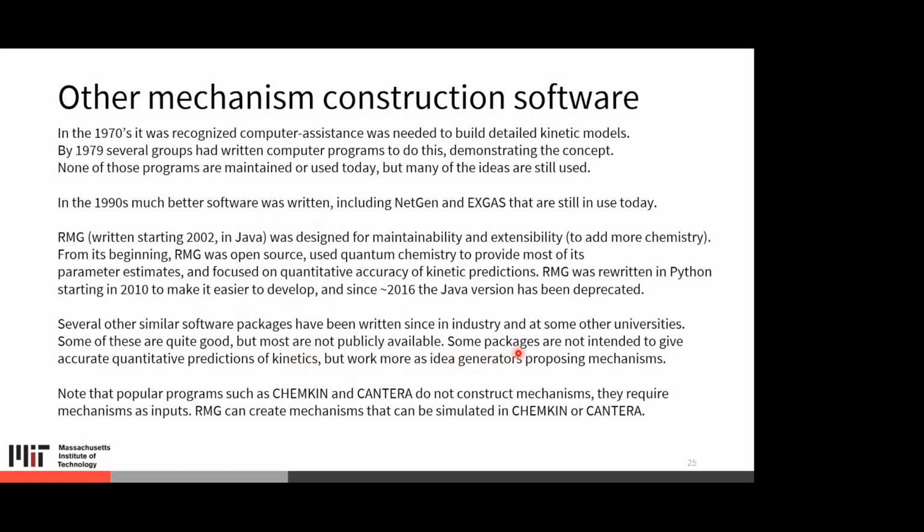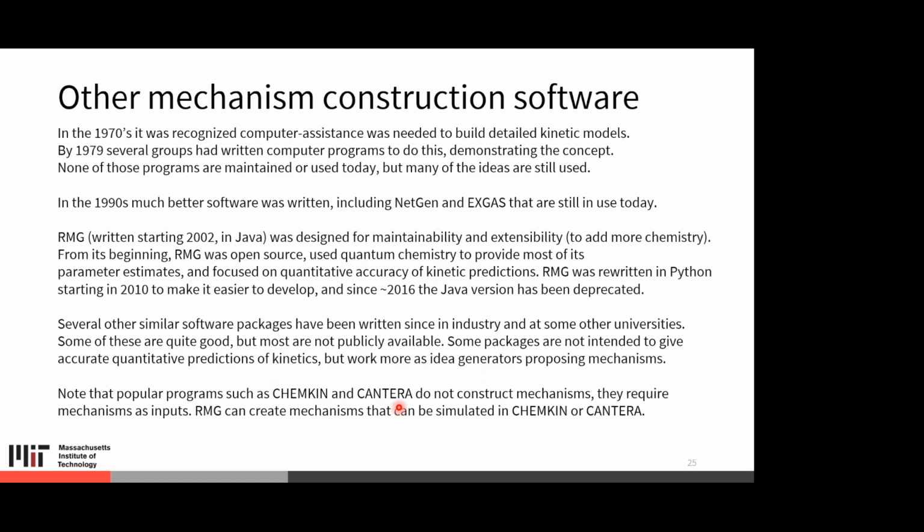And there are also some other packages that have been written that are not really aimed at getting quantitative predictions, but instead are idea generators for people trying to guess what mechanisms are. You read a lot of papers that mention Chemkin and Cantera mechanisms. That's actually not correct, really. The mechanisms are not generated by Chemkin or Cantera. Those programs take mechanisms as input.